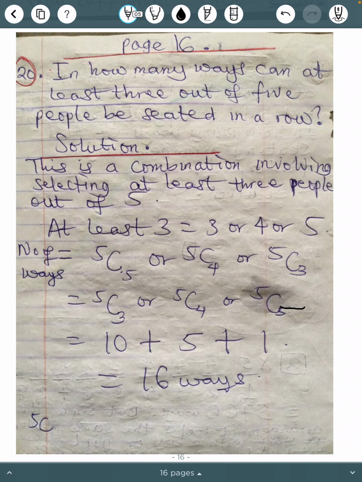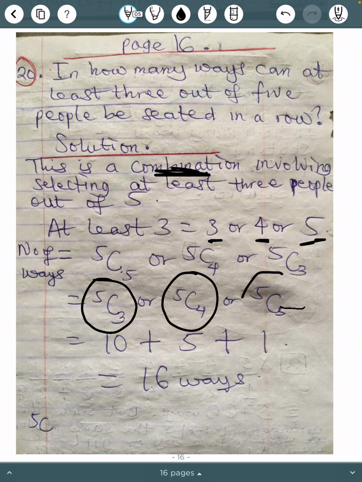Number 20 says, in how many ways can at least 3 out of 5 people be seated in a row? This is a question on combination. Seating 3 people in a row out of 5 involves selecting 3 items out of 5. So at least 3 means seating 3 or 4 or 5. Number of ways of choosing 3 objects out of 5 is 5 combination 3, or choosing 4, 5 combination 4, or choosing 5, 5 combination 5. So that gives you 16 ways.